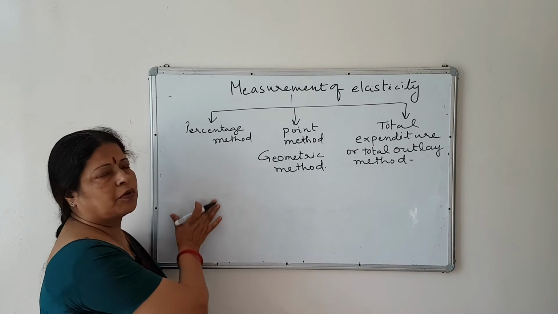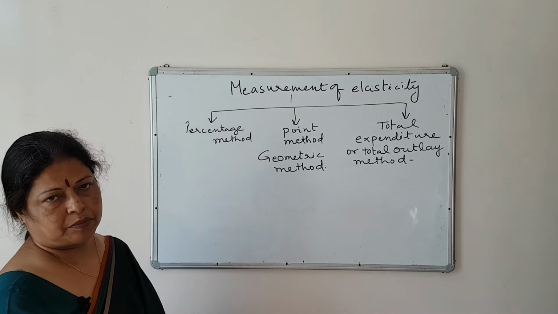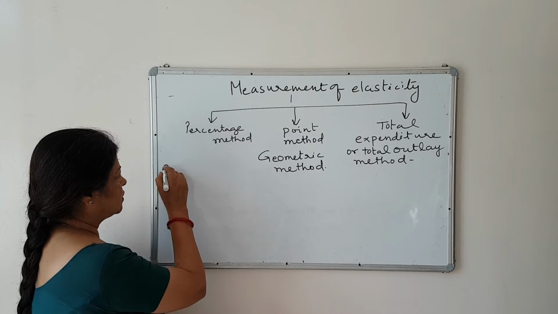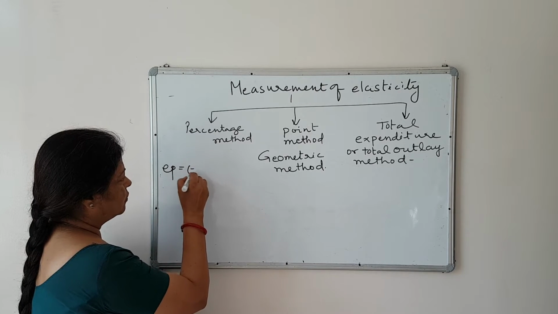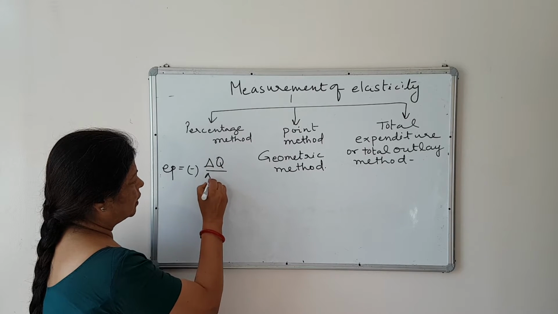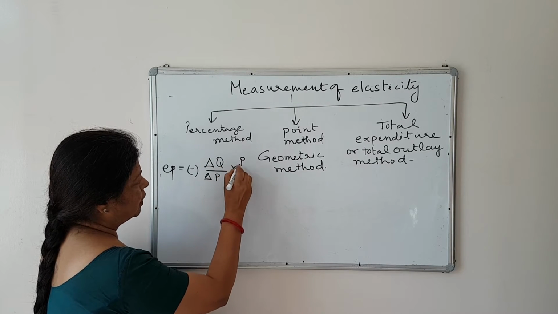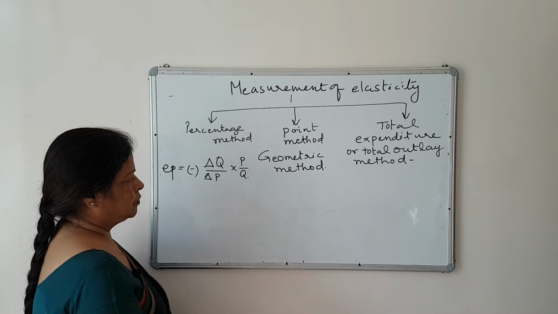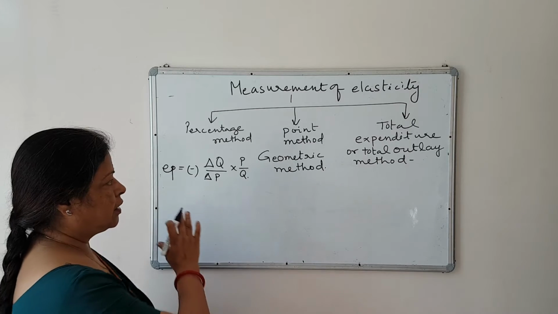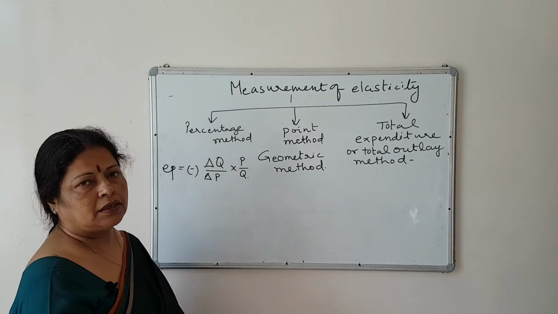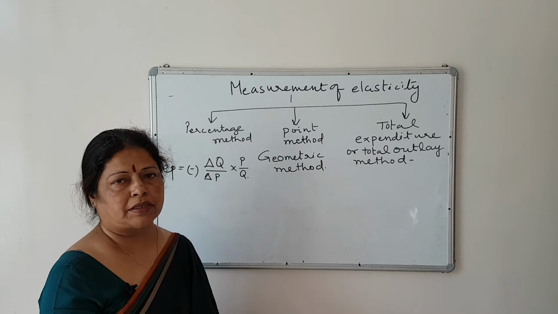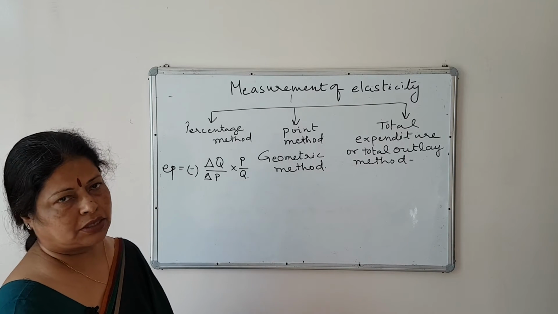So you can take any imaginary example, and with the help of that you can calculate elasticity with the formula del Q by del P into P by Q. In my previous videos I have explained it in detail. You can take any imaginary example where you are comparing the price change and the quantity demanded change.